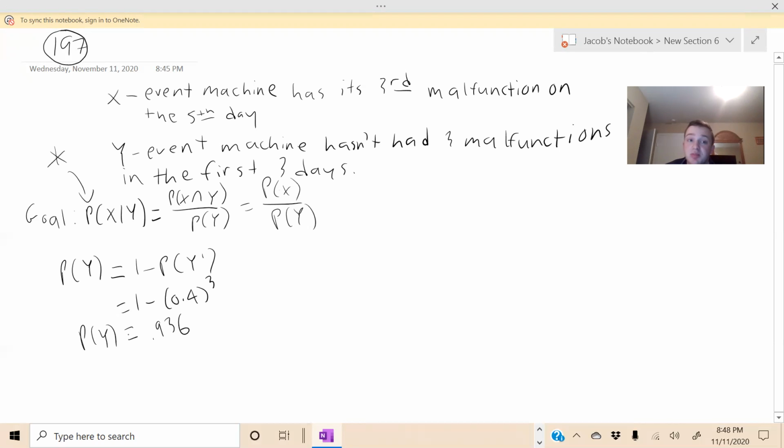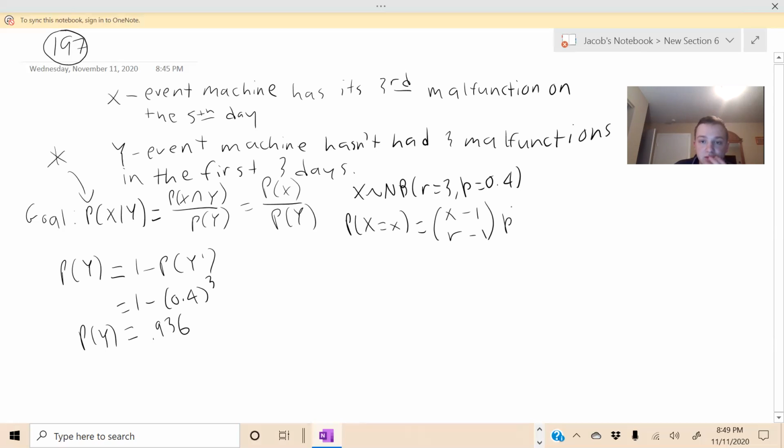Probably the most difficult part of this entire problem is realizing that X is a negative binomial distribution. We know that negative binomial is the number of Bernoulli trials needed to have r successes, where r is the number of successes. In this case, we want the third malfunction on the fifth day. So let me write this. We know X is negative binomial with r equal to 3, and the probability is still 0.4. In general, the PMF of a negative binomial is probability X equals little x equals x minus 1 choose r minus 1, times the probability raised to the r power, times 1 minus p raised to the x minus r power.